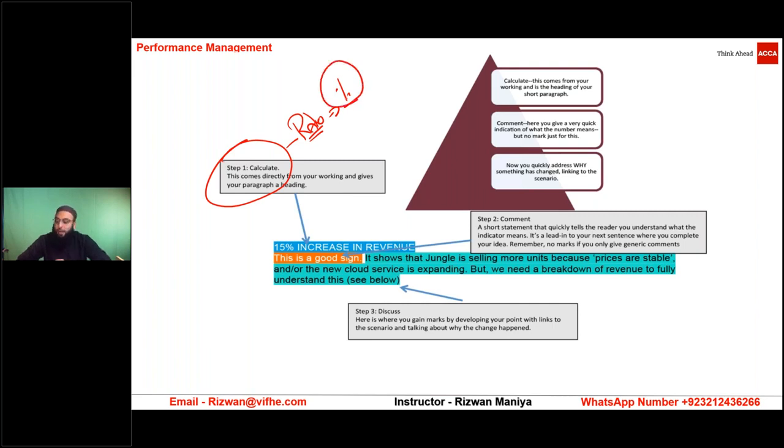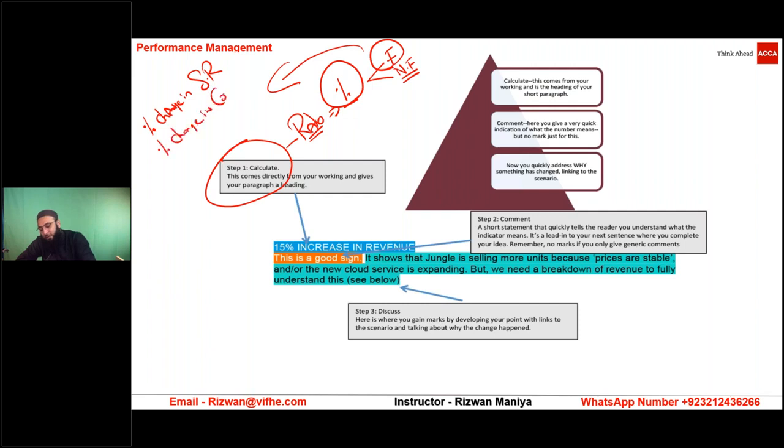Calculation is important in terms of ratios, okay? So, first calculate the ratios. Look at the data. You will be given either financial data only, or you will be given non-financial data as well. So, by looking at the data, calculate ratios, right? Here, the most common financial ratio, which is very much applicable to the PM exam, is percentage change in sales revenue, percentage change in cost.